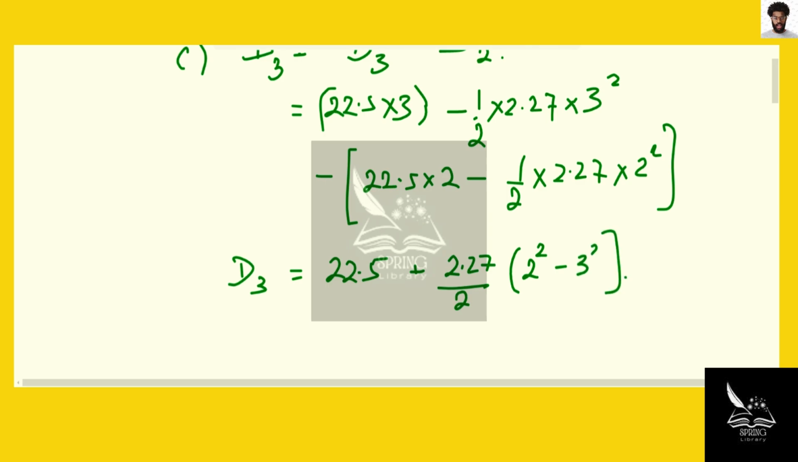So here, when we take the ratio of 2.27 and 2 and multiply that with 4 minus 9, that will be minus 5. So this subtracted from 22.5 gets us the distance traveled as 16.83 meters approximately.